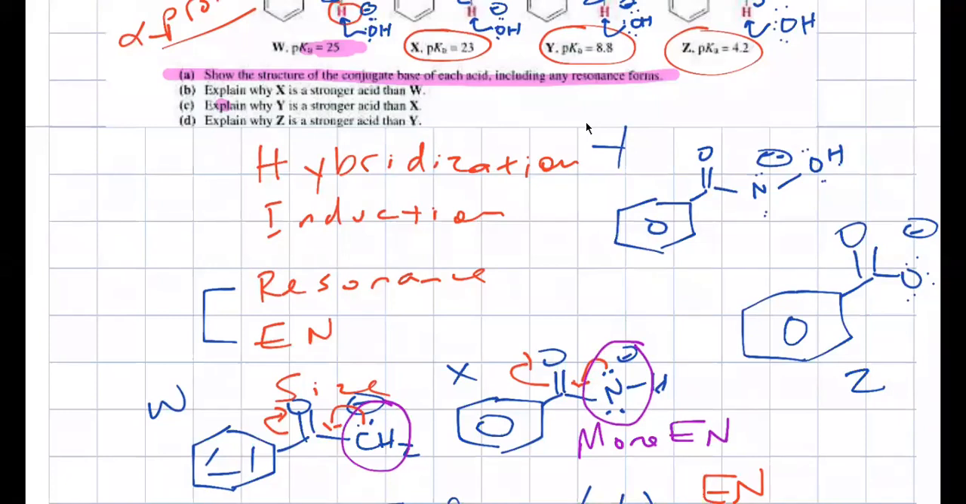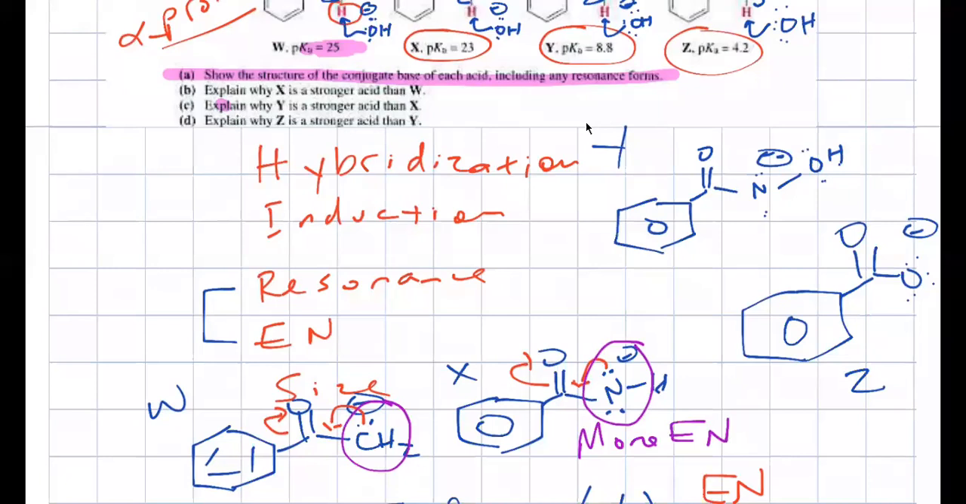Didn't we just say that nitrogen was more electronegative than carbon? Yes. And the conjugate base, the nitrogen, would make it a better conjugate base? Yes. So the conjugate base is more stable because nitrogen is more electronegative than carbon. So therefore, X is a better acid than W.